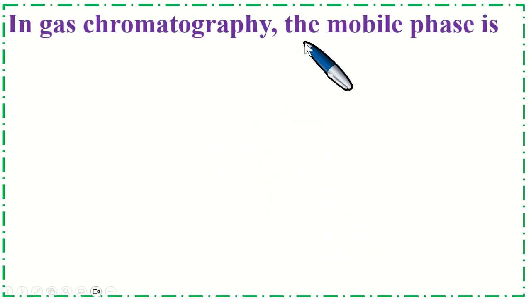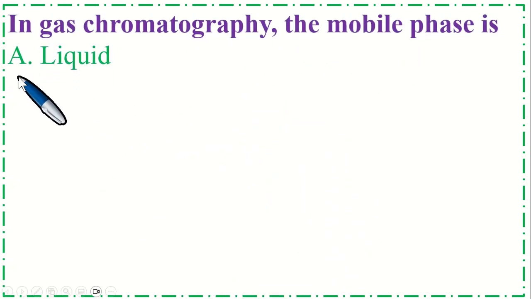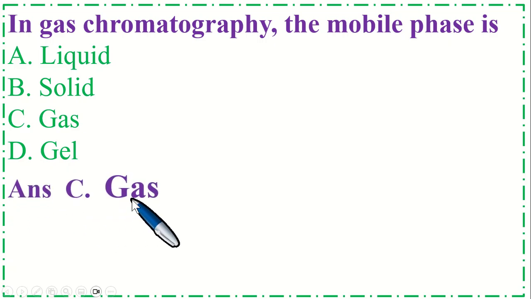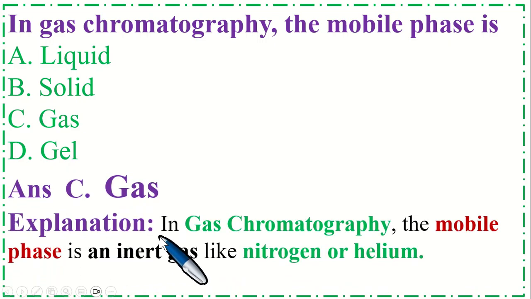In gas chromatography, the mobile phase is: option A, liquid; B, solid; option C, gas; and option D, gel. So the correct option is C, gas. Explanation is, in gas chromatography, the mobile phase is an inert gas like nitrogen or helium.